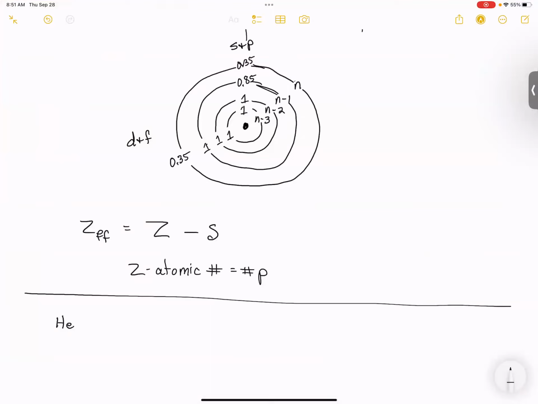Helium is 1s2. Its atomic number is 2. And ultimately, to get our Z effective, it is going to equal our atomic number minus our shielding. So it's going to equal 2 minus our shielding.